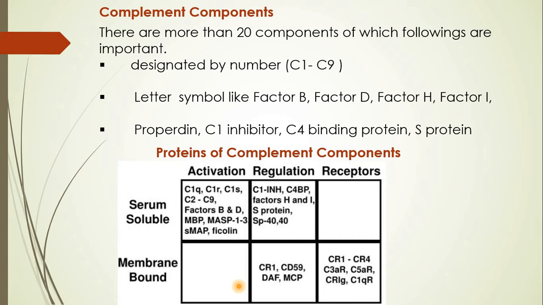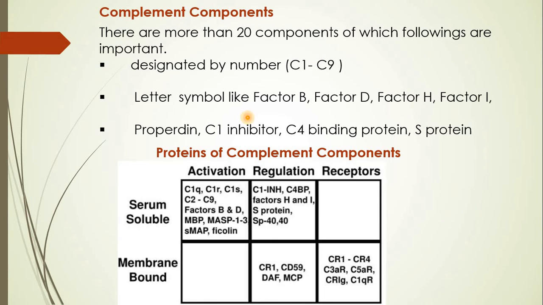Then let us talk about the components of complement. As I said, there are 20 different components present, and these are designated by the numbers C1 to C9, that is, C1, C2, C3 up to C9. Moreover, letter symbols like factor B, factor D, factor H and factor I are also used to designate the different complement components present in the system.